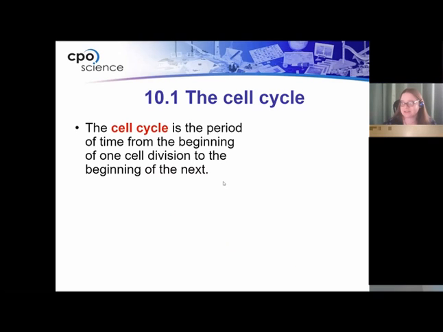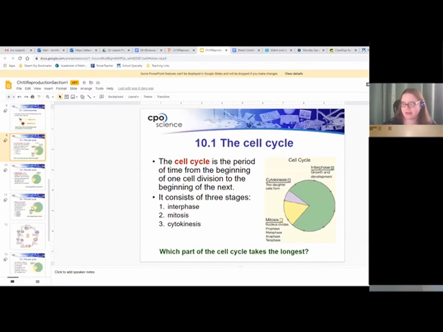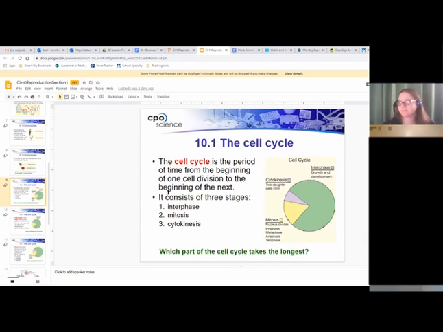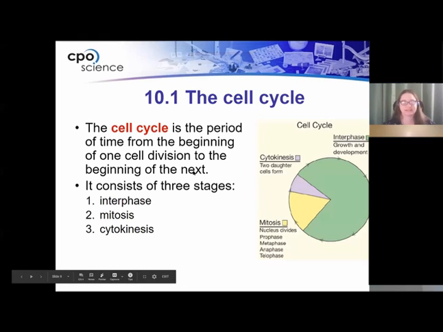Okay, the cell cycle. Let me see how much time we've got left. Oh, we are about halfway through. So the cell cycle is the period of time from the beginning of one cell division to the beginning of the next. It consists of 3 stages. Interphase, so most of the time, your cells are just hanging out. They're just existing. They're just being there. And they're in what's called interphase.